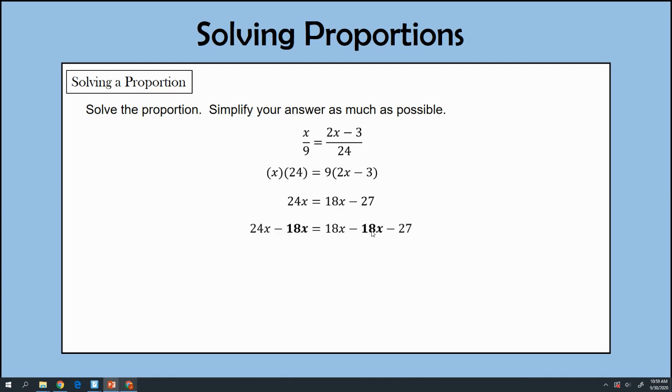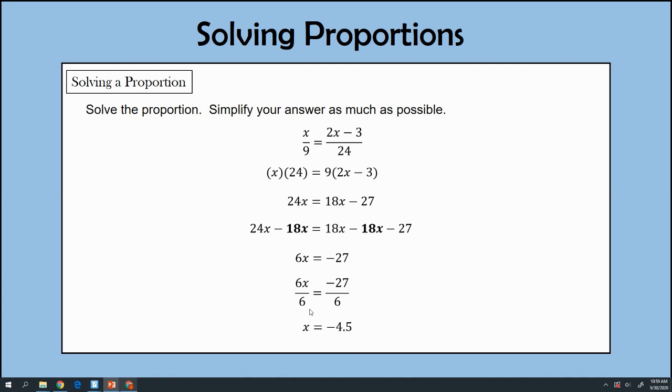So we're going to subtract 18x from both sides. So our original 18x minus 18x, that's 0. 24x minus 18x, that's 6x. So 6x equals negative 27. Okay, now I want to get the coefficient on my x here to be a 1 rather than a 6. So divide each side by 6, and we get x is about negative 4.5.